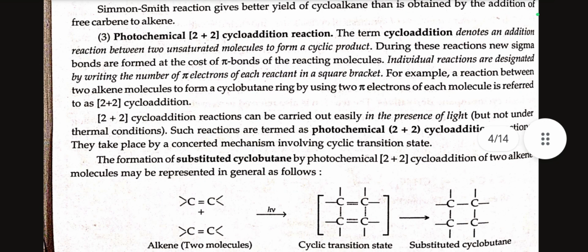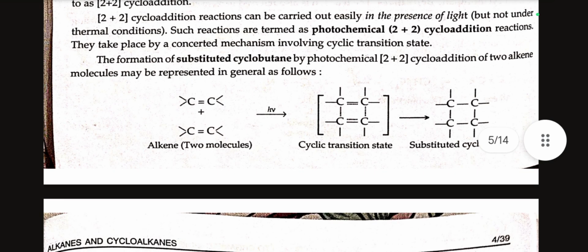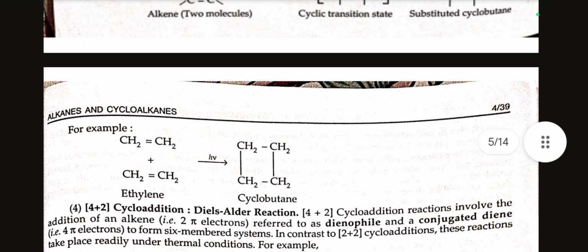2+2 cycloaddition reaction can be carried out easily in the presence of light but not under thermal conditions. Such reactions are termed as photochemical 2+2 cycloaddition reaction. They take place by a concerted mechanism involving cyclic transition state. The formation of substituted cyclobutane by photochemical cycloaddition of two alkene molecules may be represented in general as follows. Alkene in the presence of h nu gives a cyclic transition state, and after that it gives a substituted cyclobutane.